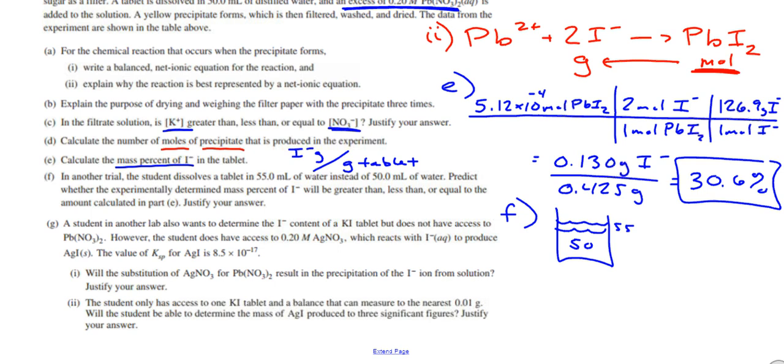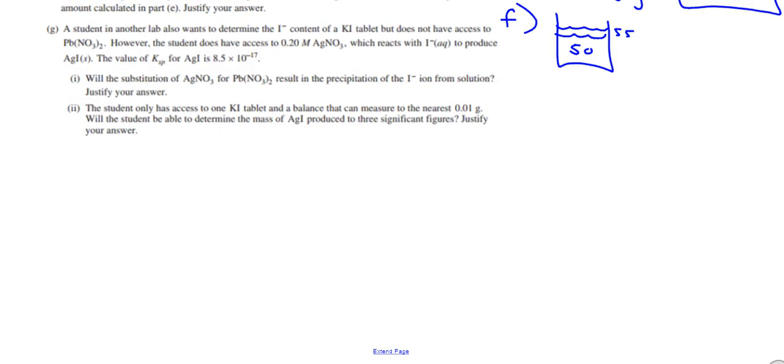Okay, finishing up. I made it with a G. A student in another lab also wants to determine the I- content of a KI tablet, but does not have access to lead nitrate. However, the student does have access to silver nitrate, which is so much more expensive, and which reacts with the I- to produce AgI. The value of the Ksp for the AgI is 8.5 times 10 to the negative 17. Part I: Will a substitution of AgNO3 for Pb(NO3)2 result in the precipitation of I- ion from the solution?